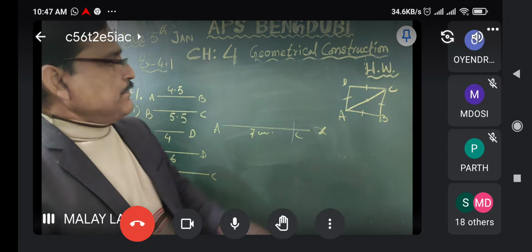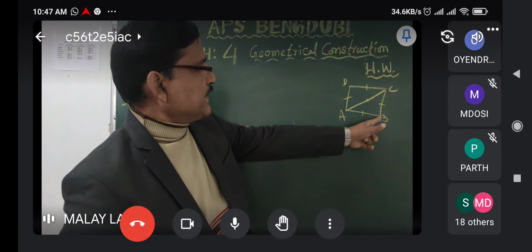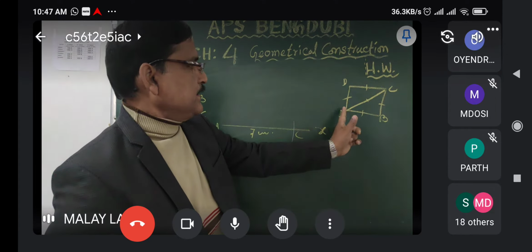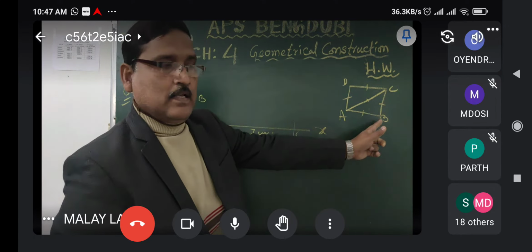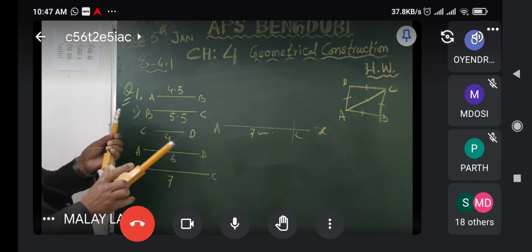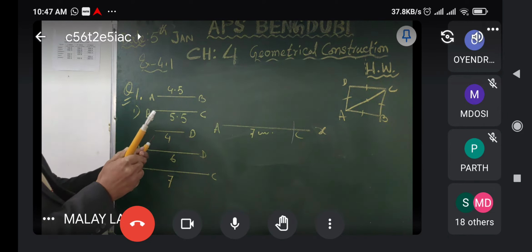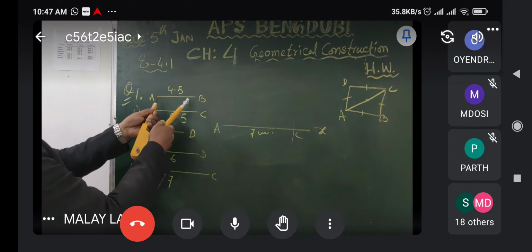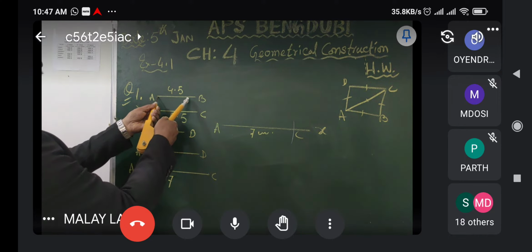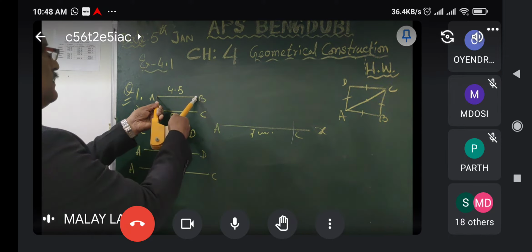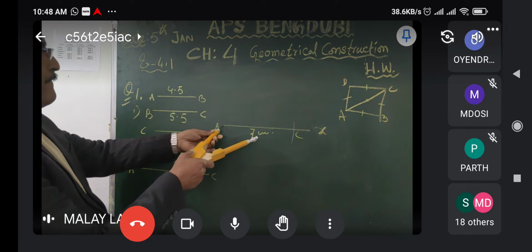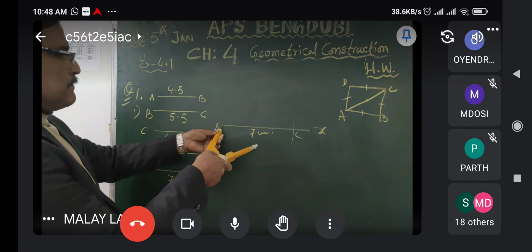Now if you have made this in AC, what is visible below AC? B, that is AB and BC. So take the measure of AB. Take the measure of AB, exact. Place at A. Draw arc.